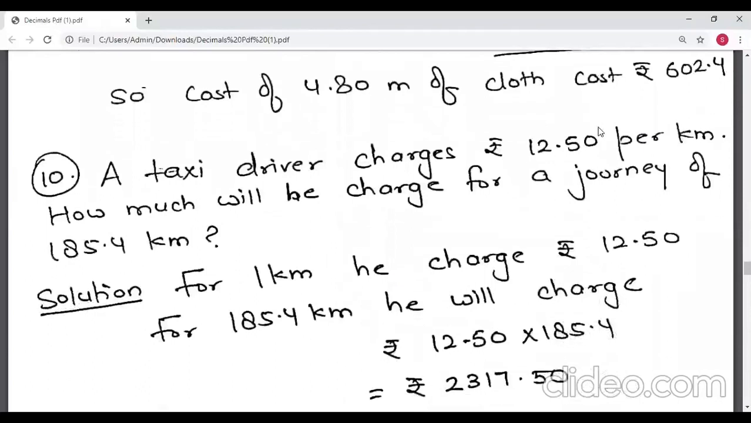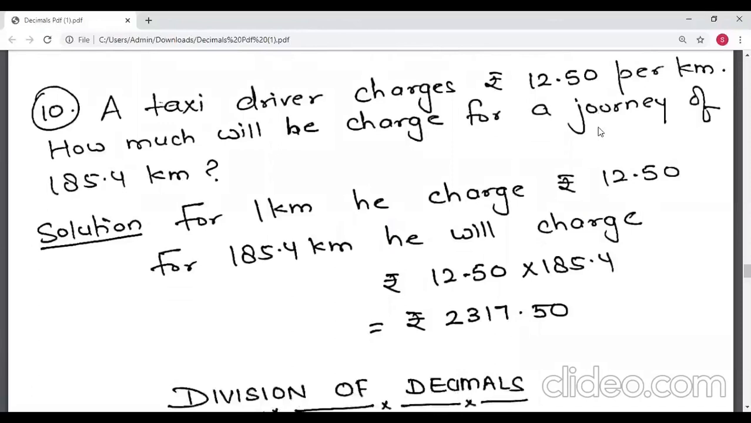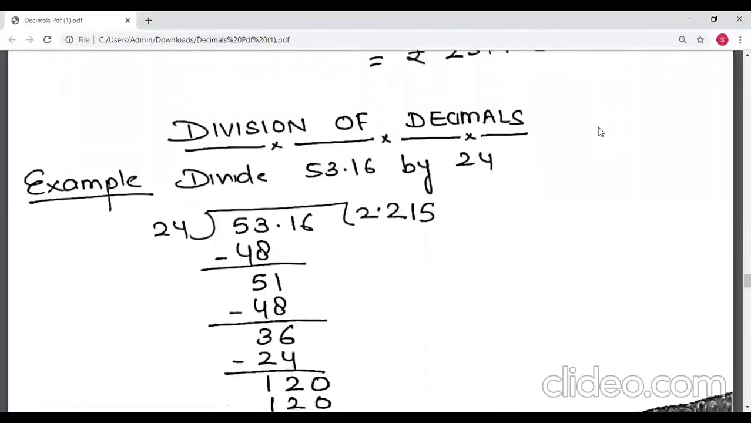Question number 10. A taxi driver charges rupees 12.50 per kilometer. How much will he charge for a journey of 185.4 kilometers? Now for 1 kilometer, the charges are rupees 12.50. We have to find out the charge for 185.4 kilometers. So the charge will be more. That means we have to multiply both the numbers. He will charge rupees 12.50 into 185.4. So you will get the answer as rupees 2317.50.